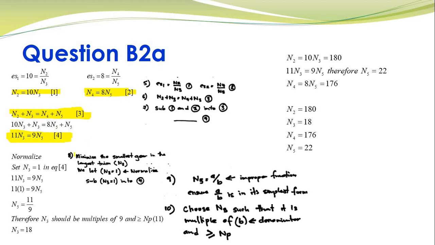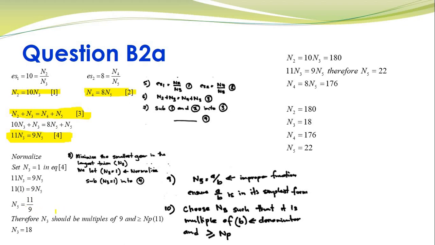Now let's move on to step 8. Step 8 says that we have to minimize the smallest gear in the largest train, which is basically the smallest gear, N3. So what we do is we set N3 equal to 1 in equation 4, and then we solve. This is known as normalization. So set N3 equal to 1 in equation 4. So 11 N3 is equal to 9 N5. So substituting, we get N5 is equal to 11 over 9.